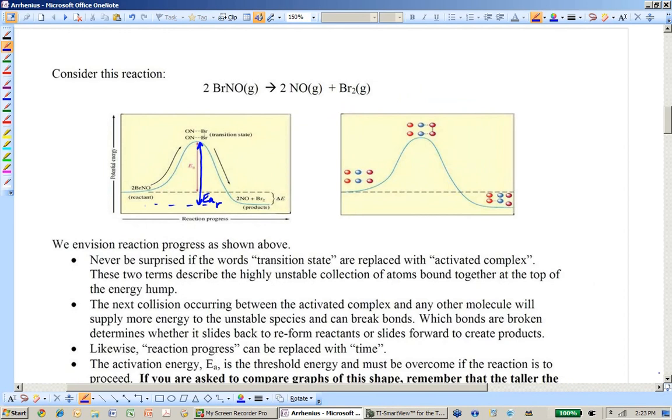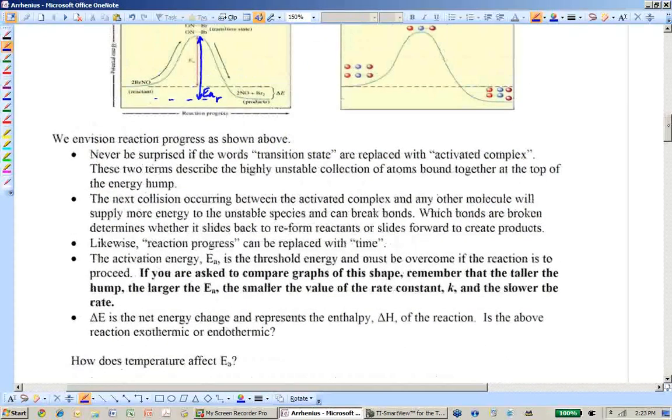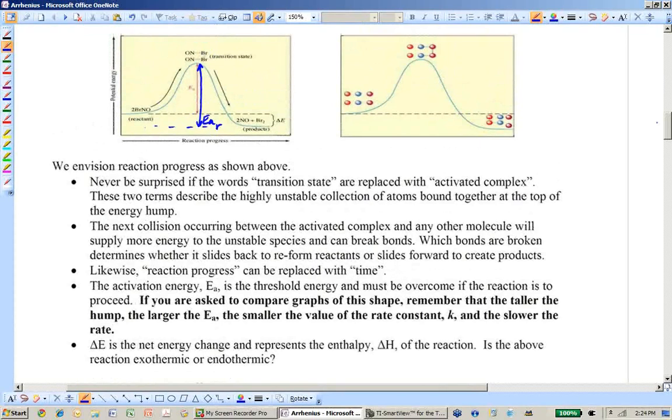Alright, so we envision this reaction progress as shown above. Never be surprised if the words transition state are replaced with activated complex or even intermediate, because those terms describe the highly unstable collection of atoms bound together at the top of that energy hump that can either drop down this way or this way, depending on what collision occurs with them next. Likewise, reaction progress can be replaced with the word time, especially in a kinetics context. And activation energy, again, is that threshold energy that we have to overcome.